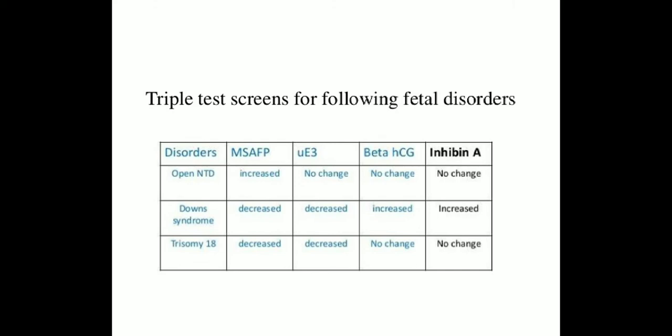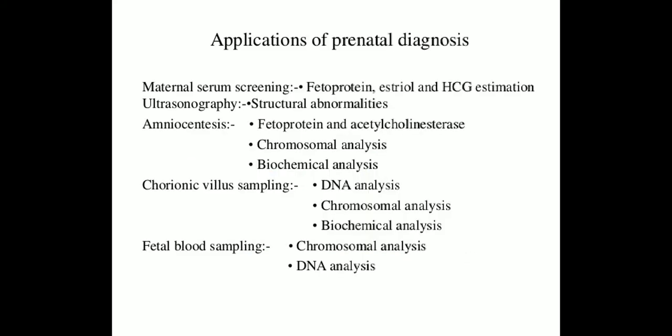In Down syndrome, the maternal serum alpha fetoprotein is decreased. The estriol level is also decreased, but the beta human chorionic gonadotropin level is increased and inhibin A is increased. In trisomy 18, which is also a chromosomal abnormality, the maternal serum alpha fetoprotein is decreased, the estriol is decreased, beta human chorionic gonadotropin remains the same, and inhibin A also remains the same. So by this quadruple test we can rule out a few of the genetic disorders.